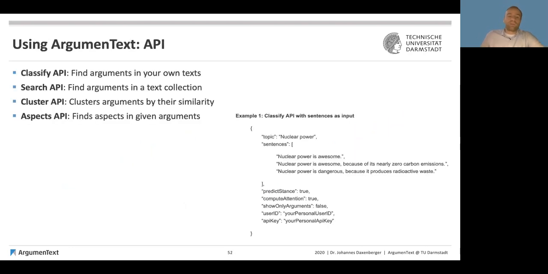So this is the time that a user has to wait until they would see the result of the search query. You can also use the ArgumenText technology with a couple of dedicated APIs that we have available. We have a classify API, which you can apply to your own text collections to find arguments in your own text. We have the search API, and also for clustering and aspect detection, we have dedicated APIs that are pretty simple to use, as you can see in the example on the right.